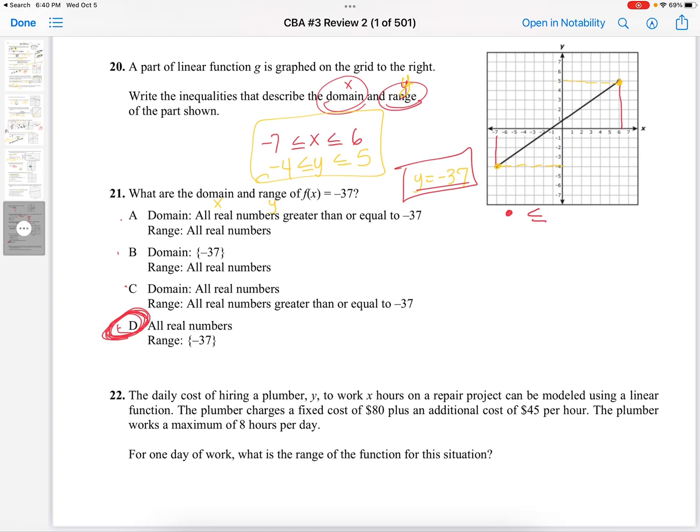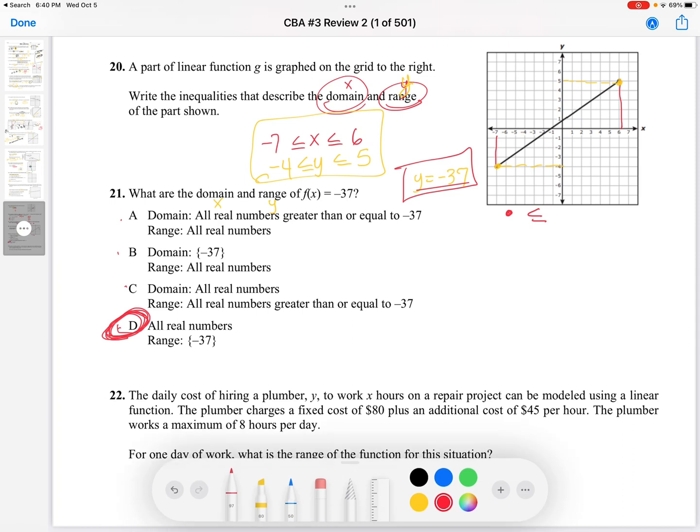Last one. It's giving you a whole scenario here where the plumber charges a fixed cost of $80 plus an additional cost of $45 per hour. It says the plumber works a maximum of 8 hours. For 1 day of work, what is the range of the function for this situation? So if we're talking range, we're talking about how much will he charge over a day. Since the plumber can work a maximum of 8 hours, we're going to start at 0 and go until we get to 8 hours of work.